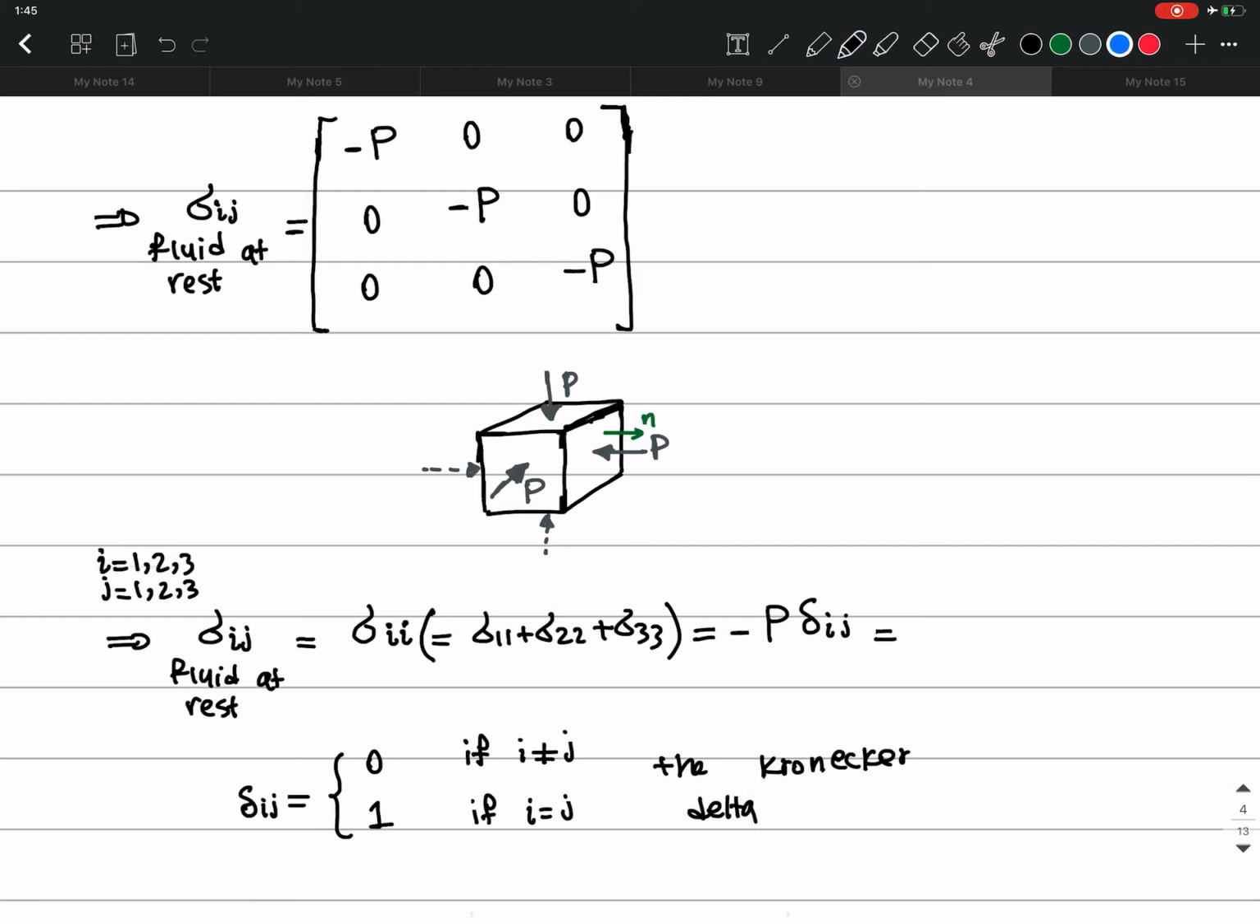So here it's going to be minus p if i equals j. If you have 1, 1, it will be 1. If you have 2, 2, j equals 2 and i equals 2, it will also be 1. And if i equals 3 and j equals 3, this delta will also be 1, so we will have p here. Otherwise, it will always be 0.